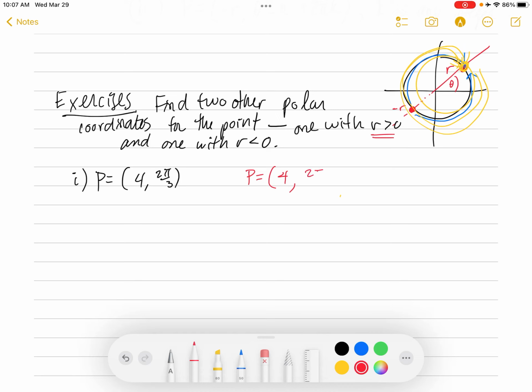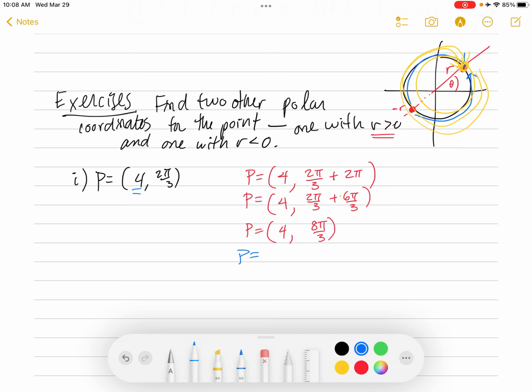And if we keep the r positive, if we don't change the r value, that means we should probably add 2 pi to the angle. So 2 pi over 3 plus 2 pi. So that's going to be 4 comma. So we have 2 pi over 3. I want a common denominator here. Common denominator is going to be 3. We're going to write 2 pi as 6 pi over 3. So we're going to end up with another way to write the point is 4 comma 8 pi over 3. Now that's when the r is positive.